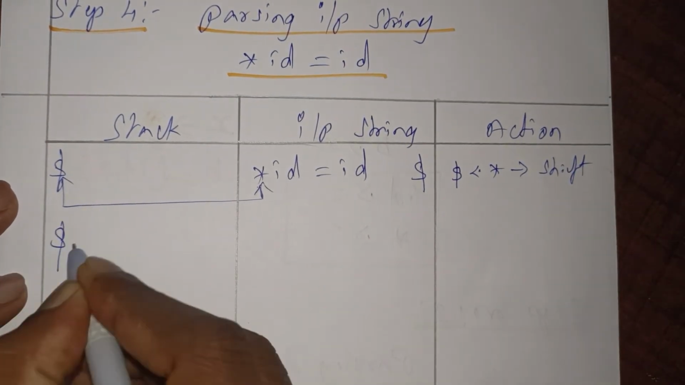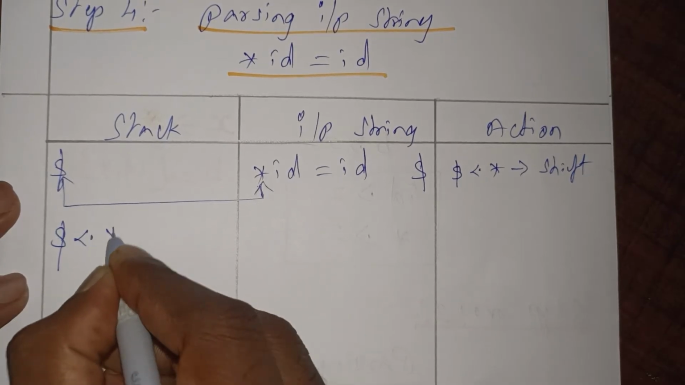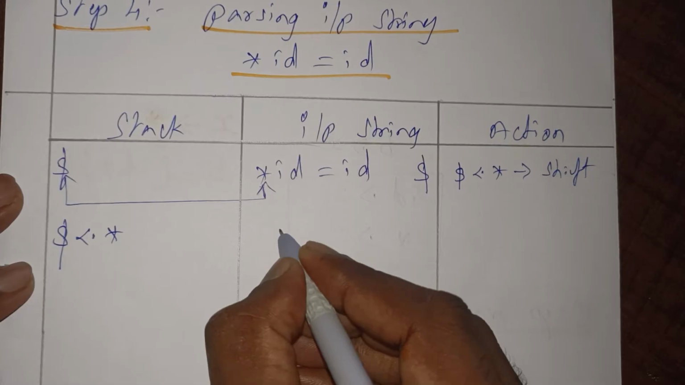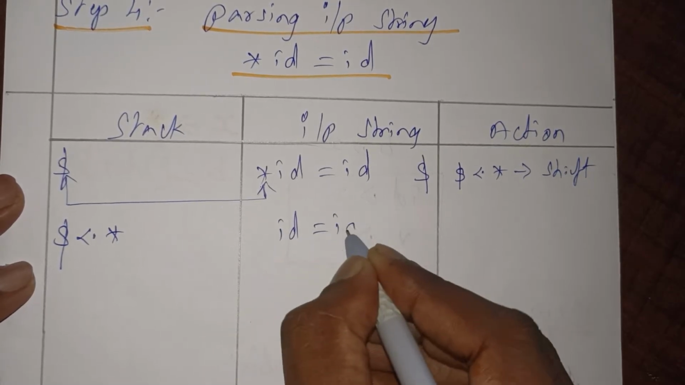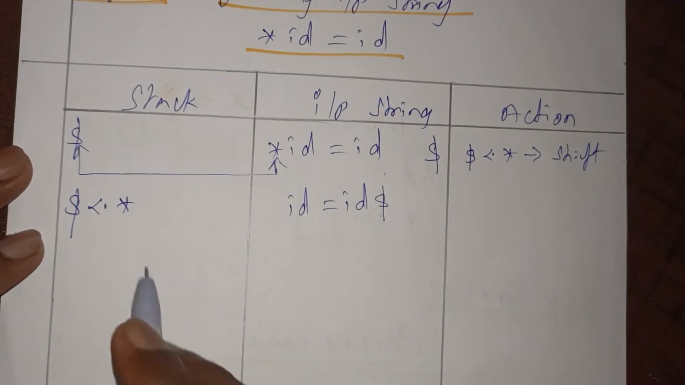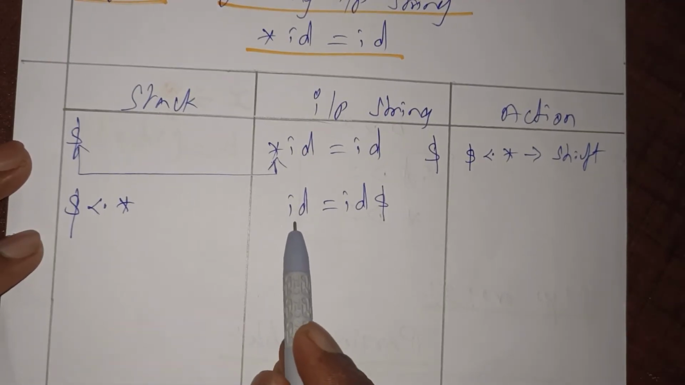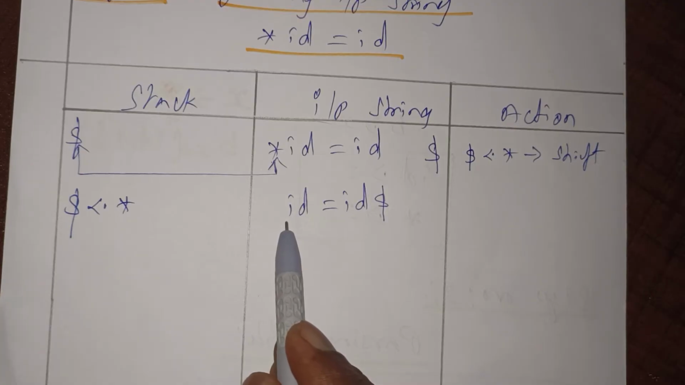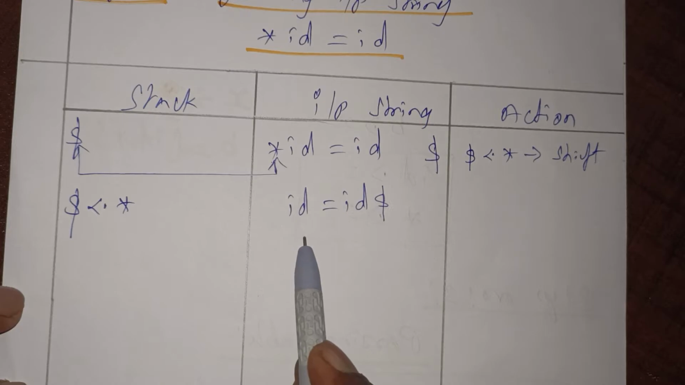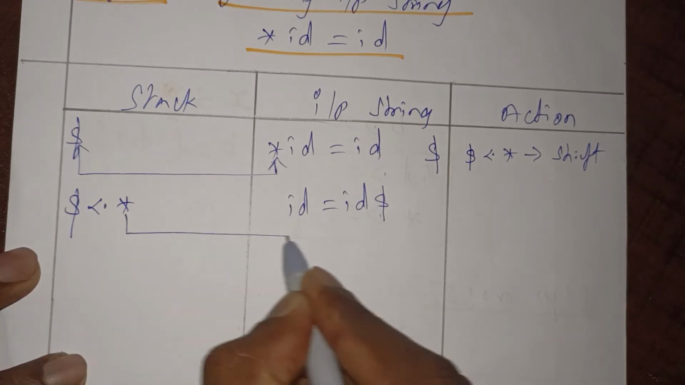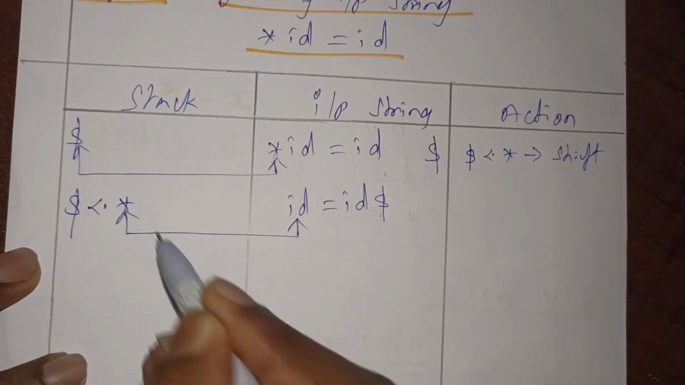So dollar is here and we have the leading symbol asterisk. The leftover in the input is id equal to id dollar. We can compare only the input strings, so we should not compare any symbol with the input string, that is a wrong comparison. Now I'm going to match asterisk and id.